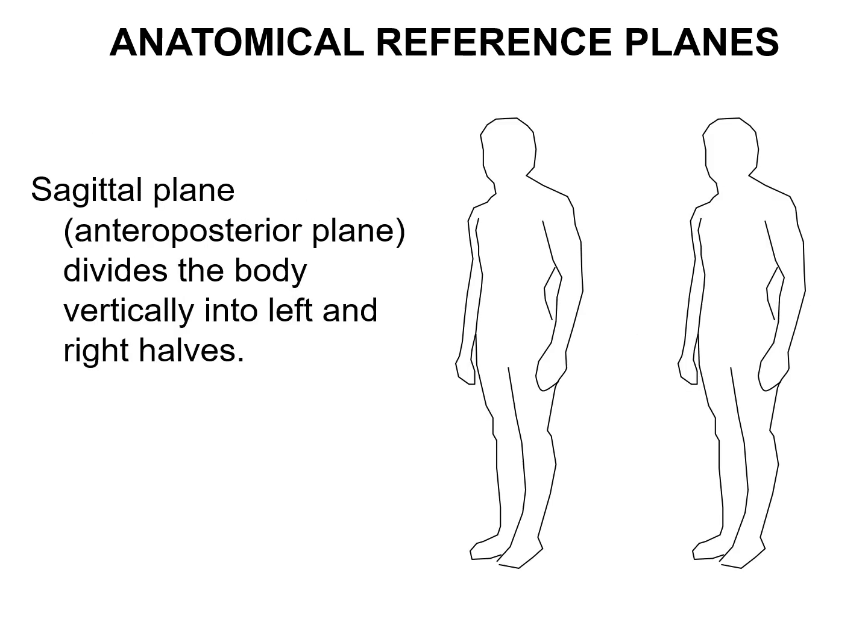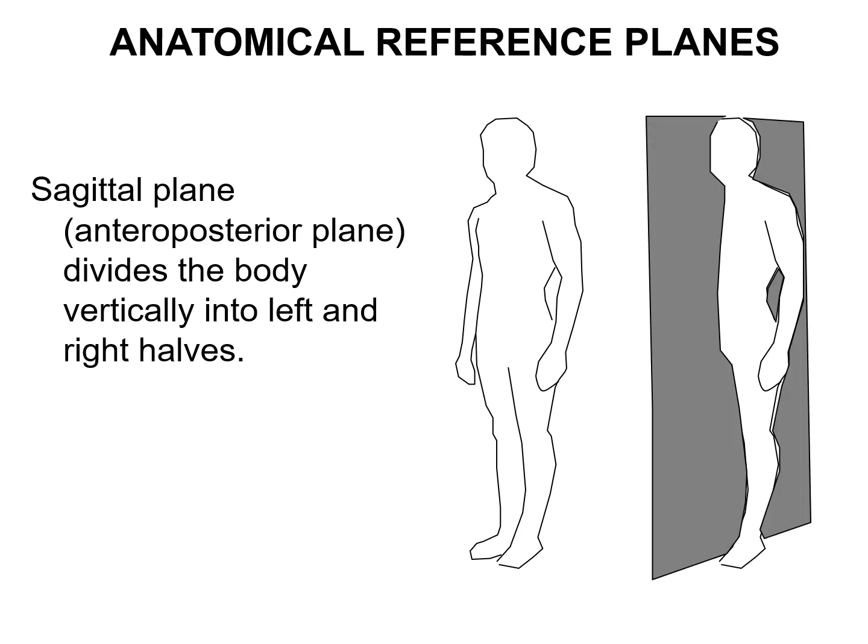The first one is the sagittal plane. You also hear people refer to it as the anterior-posterior plane. This divides the body vertically into left and right halves. So when we look at any sort of forward or backward movement, such as walking forwards or backwards, we say the movement is occurring within this plane.